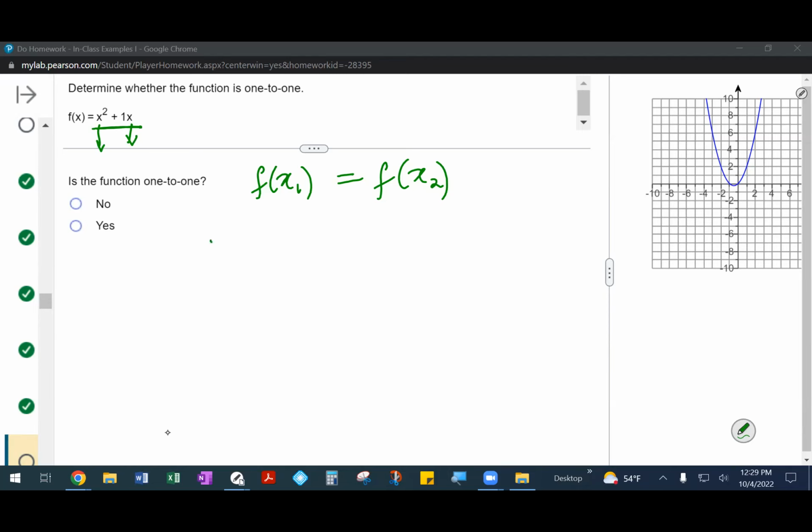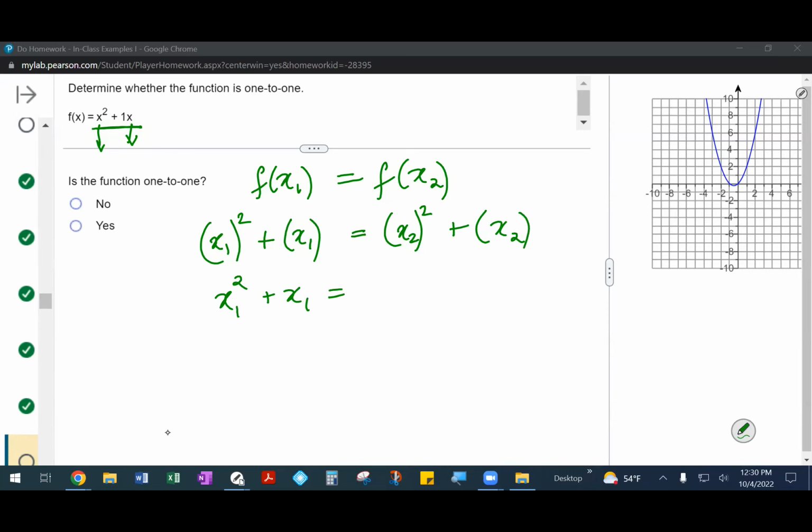So this guy will become x1 squared plus 1 times x1. I'm just going to write it as x1. On the other side, we will have, again, replace the x with x2. So this guy would be x2 squared plus 1 times x2 again. So just have that as x2. And remember, our goal here is to try and see, even though I'm starting out with two different x values, do they actually end up becoming the same x value? And if they do, then we know our function is one-to-one.